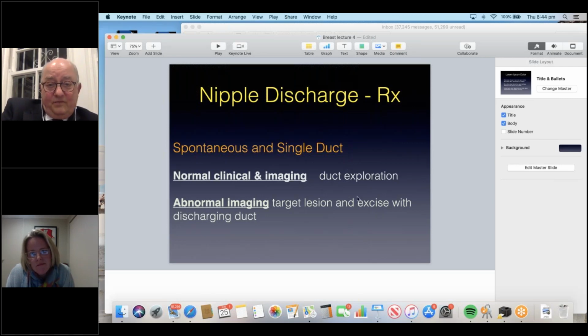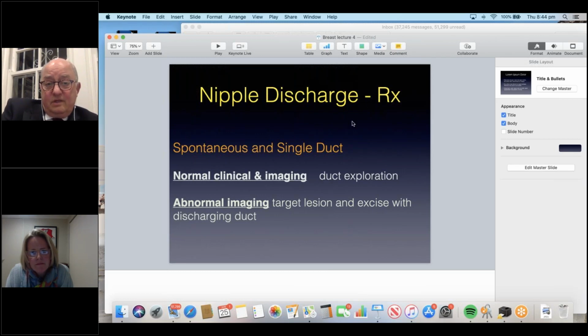Yeah, well, it's a difficult issue. Is the person compressing the breast? I'm not sure, because sometimes these things are promoted by patients actually compressing their breasts. They see the discharge and they keep pressing it to see if it's going on. So the first thing I'd do is make sure that the person is not compressing their breasts.